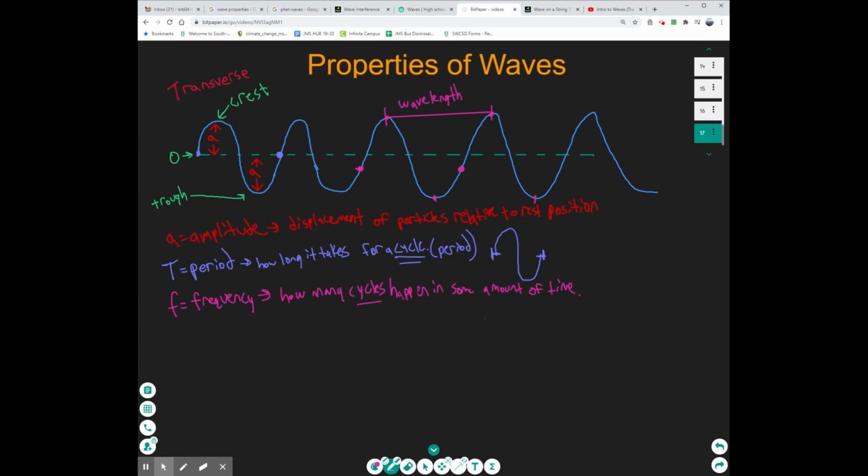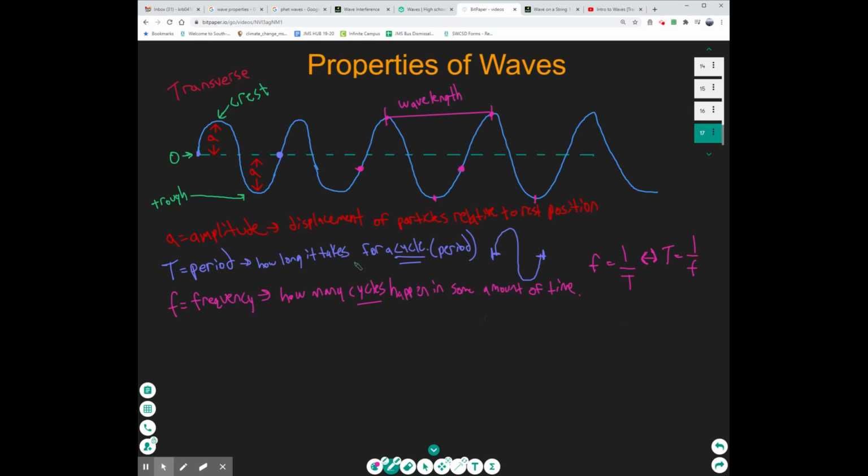It's like how many waves per second, how many waves per minute, how many waves per hour, etc. Okay, so that's frequency. Now, what's interesting is that frequency and period are actually inverses of each other, right? So you can write that frequency equals 1 over period. You could also write that period equals 1 over frequency. They're the same thing. It's interchangeable, right? So if you have one, you have the other.